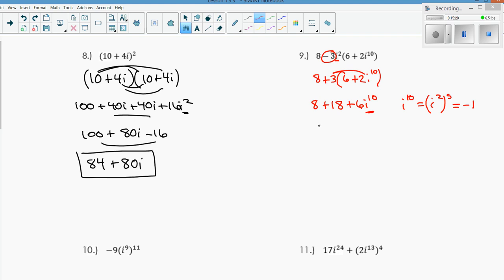So 8 plus 18 is 26, plus 6, and then instead of times i to the 10th, I'm going to multiply it by negative 1. So that actually gives me negative 6, plus 26 is 20. So with all those imaginary numbers, I actually ended up with a real.